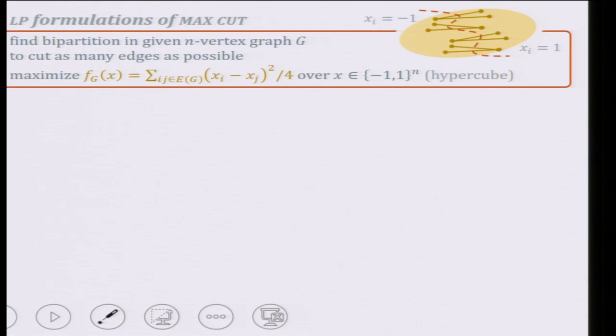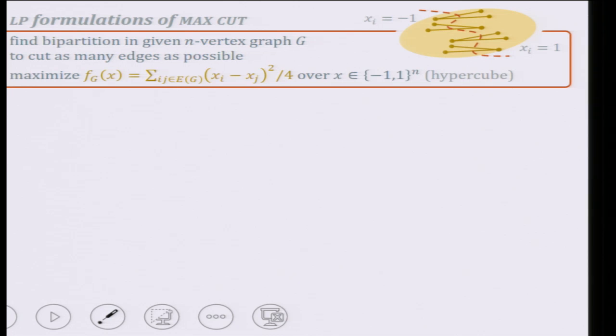Now let me describe Yannakakis' model using the example of MaxCut. MaxCut is just chosen for concreteness, but the description extends in a fairly straightforward way to pretty much any other optimization problem. So what is MaxCut? In MaxCut you're given an n-vertex graph, and your goal is to find a bipartition that cuts as many edges as possible.